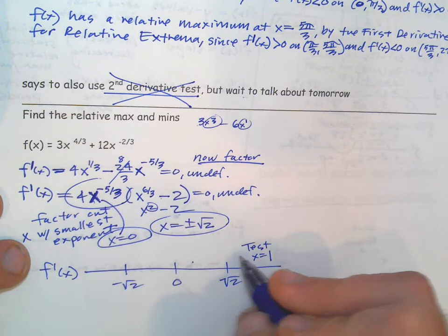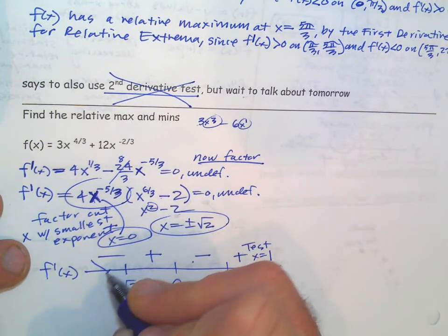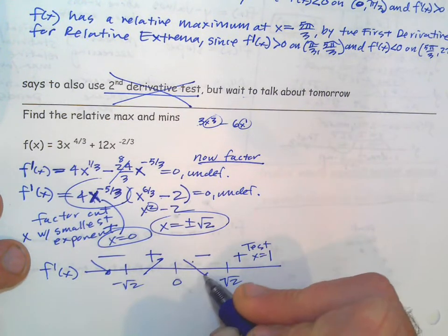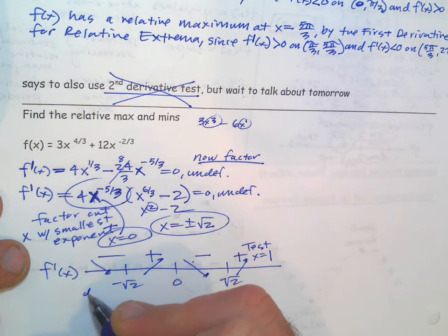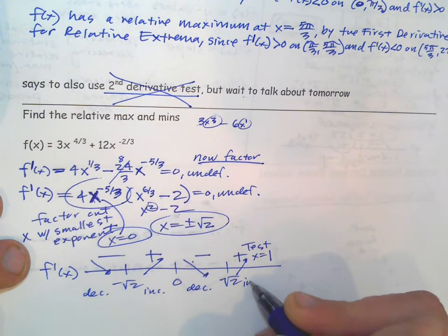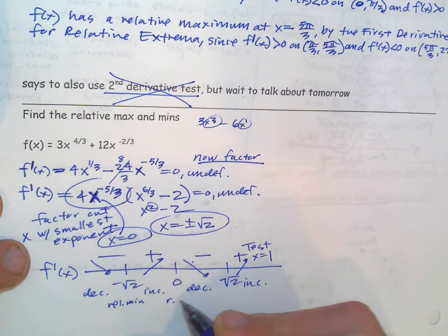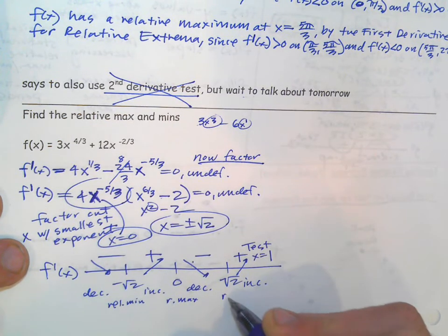It's going to be negative, positive, negative, positive. Little arrows show the slopes. This is the first derivative, so it's decreasing, increasing, decreasing, increasing. Relative min, relative max, relative min.